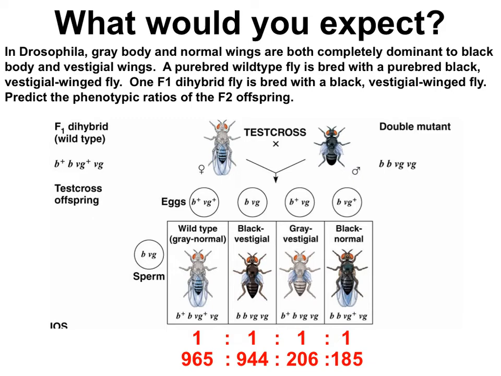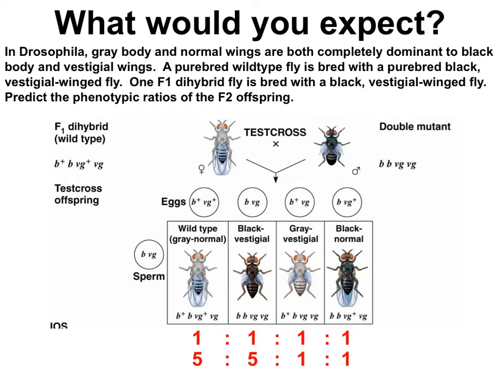There weren't the same number of each phenotype. The results were skewed so that the original parental phenotypes stayed together. Wild-type gray body and wild-type full wings, mutant black body and mutant vestigial wings. You can figure out the ratio, because these big numbers are kind of confusing, just by dividing all of the numbers by the lowest number, 185. Doing that gives us the ratio of about 5 to 5 to 1 to 1.